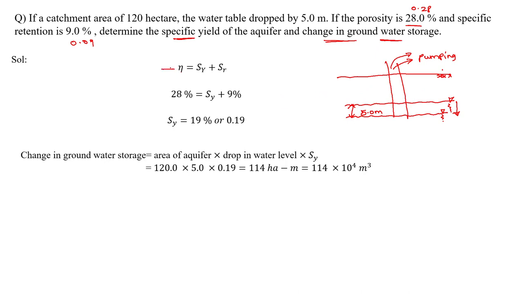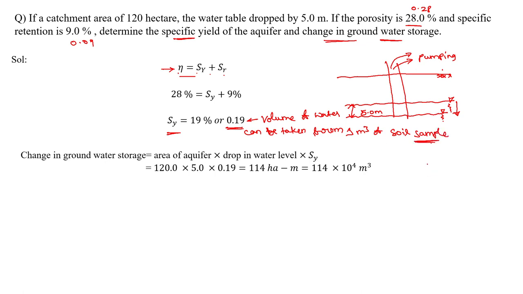From the relation of porosity and specific yield, we can write: eta is equal to Sy plus Sr. From this we can calculate Sy as 0.19. This is the volume of water that can be taken from 1 meter cube of soil sample.